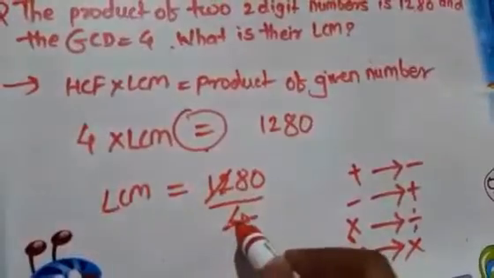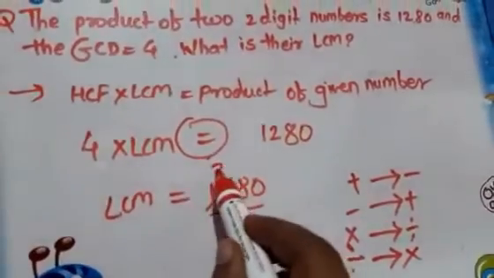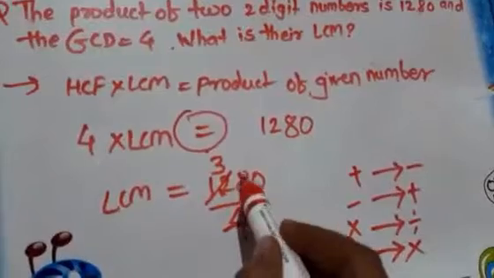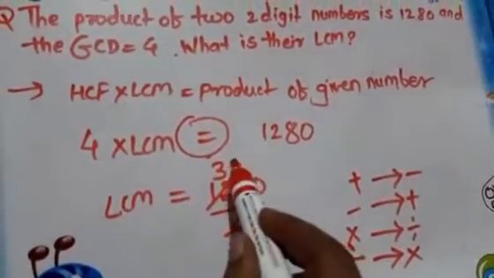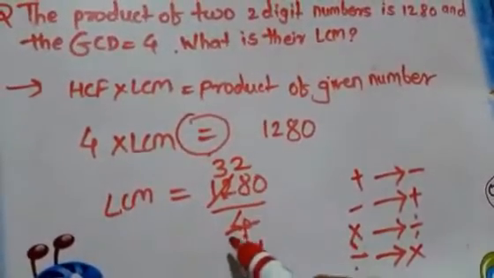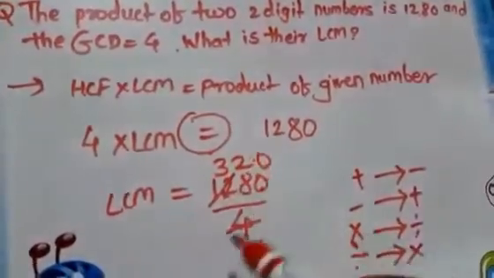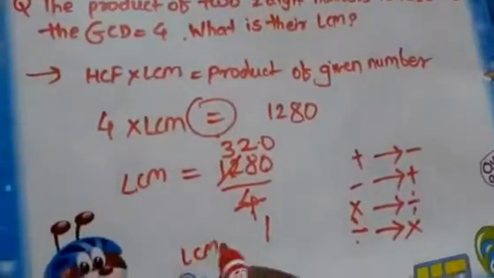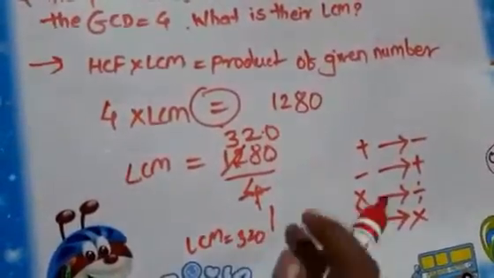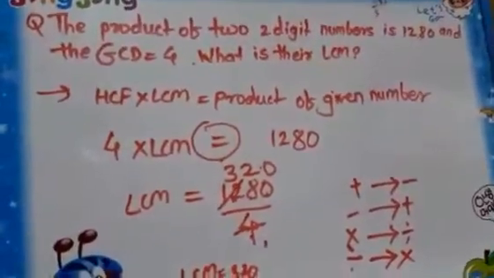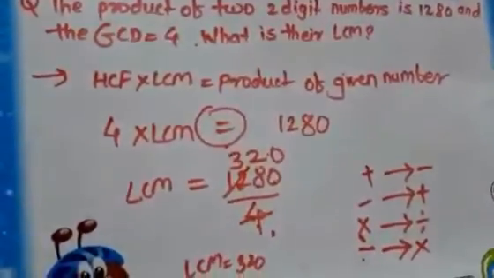So 4 3s are 12. Now the next digit is 8. So 4 2s are 8 and 0 as it is. So the quotient is 320. So the LCM we got is 320. In this way, examples based on this law we can also solve.